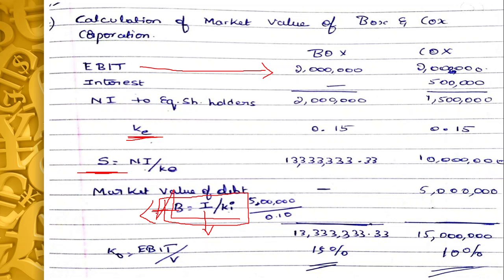Now, for Box Corporation, since the interest is nil, it simply means there is no debt in the capital structure. And for Cox Corporation, since they have given it, we can calculate 500,000 divided by 0.10. Cost of debt stands at 10%. So, when you divide by 0.10, you will be getting 5 million.